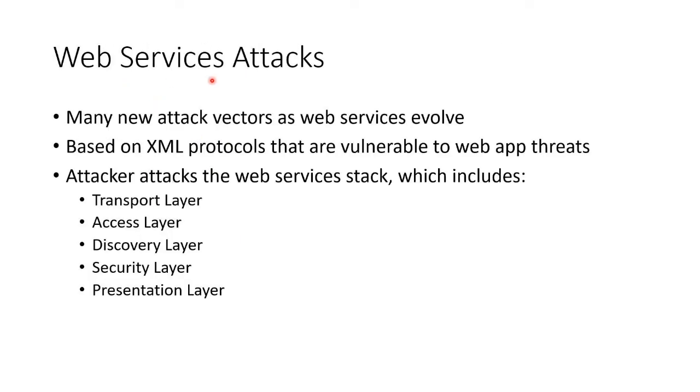So for attacks on web services, there are so many attack vectors, and there will be new ones as web services evolve. They're going to be based on XML protocols that are vulnerable to web app threats. So the attacker can attack the web service at the presentation layer, security layer, discovery layer, access layer, transport layer. Like we saw, there's a whole pyramid of possibilities. So those are some common additional web app attack types.